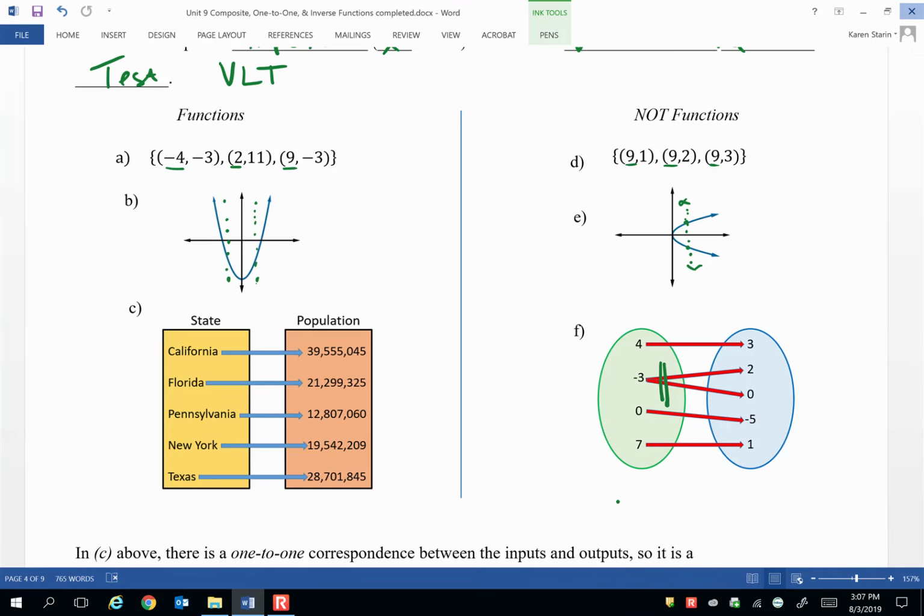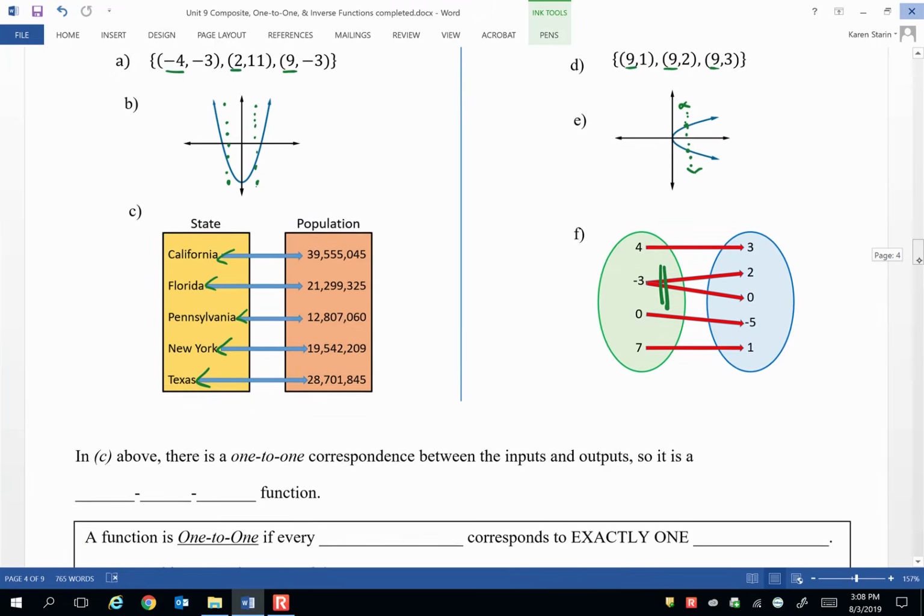So in C above, there's a one-to-one correspondence between the inputs and the outputs. So if we look at the state and population, we could actually reverse the arrow because there's no branches out of or into the population. So that is what we call a one-to-one correspondence.